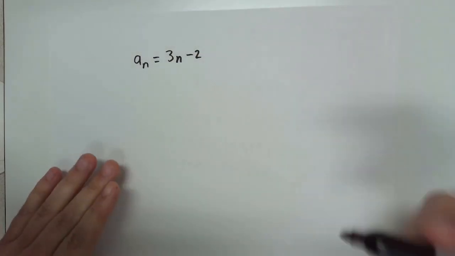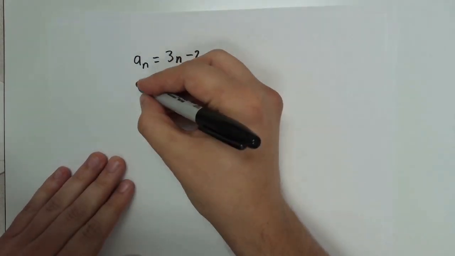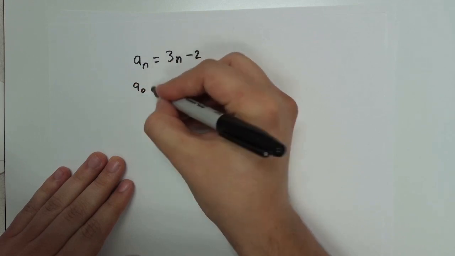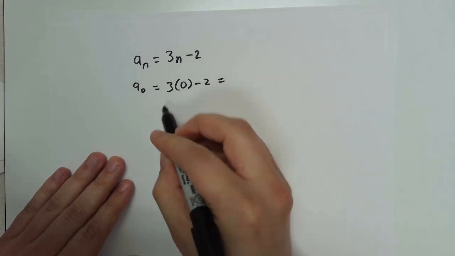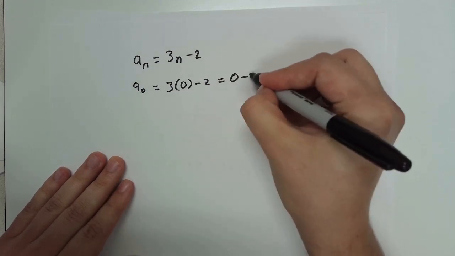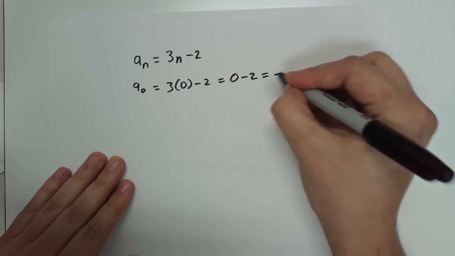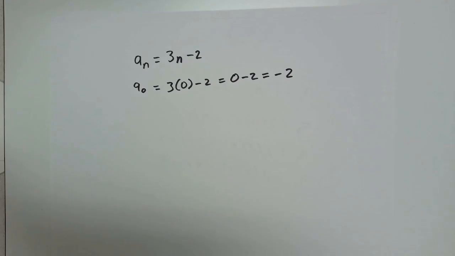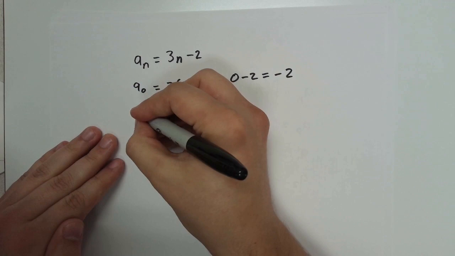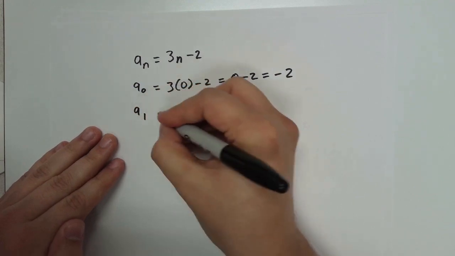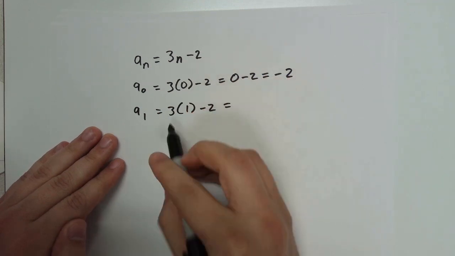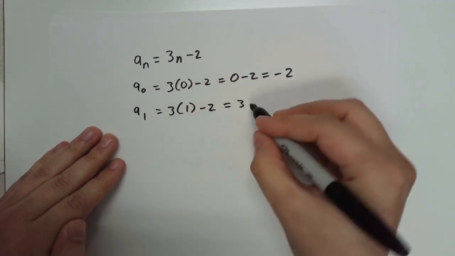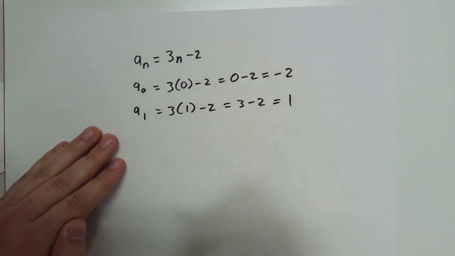Well, let's start plugging in some numbers and see if we can build up our sequence and get that pattern going. We have a sub 0 be 3 times 0 minus 2. Well, 3 times 0 is 0. 0 minus 2 is negative 2. So our sequence starts at negative 2. Let's try again. Let's try a sub 1 this time. This is going to be 3 times 1 minus 2. 3 times 1 is 3, minus 2 is 1. Let's keep going.